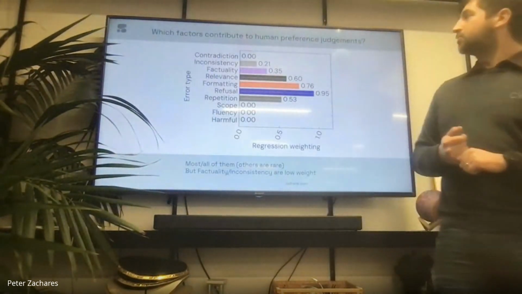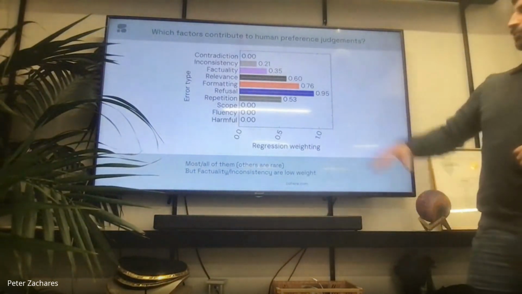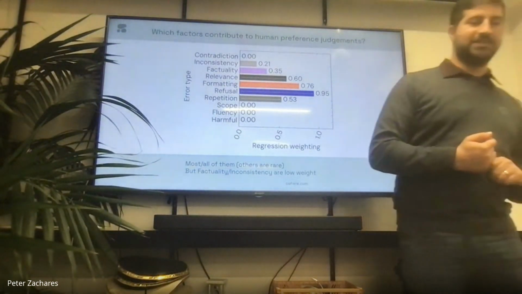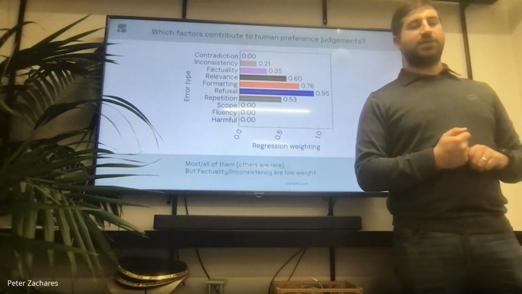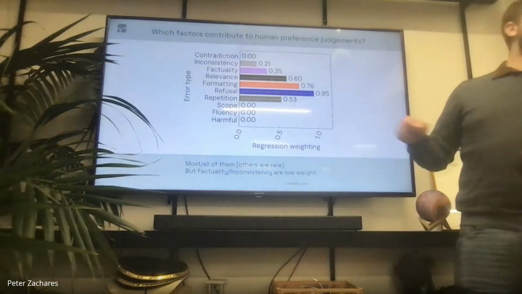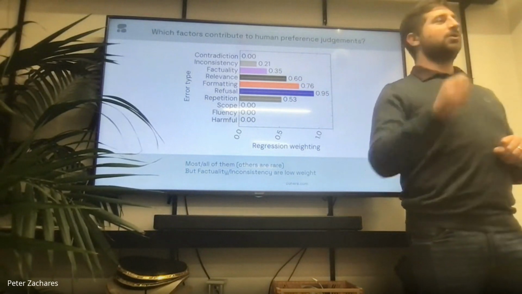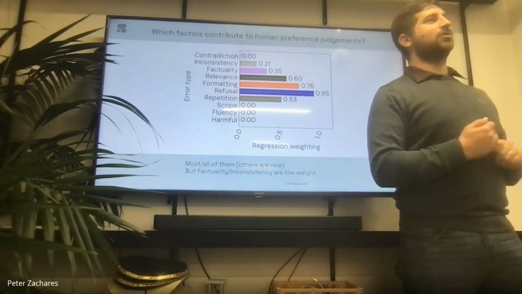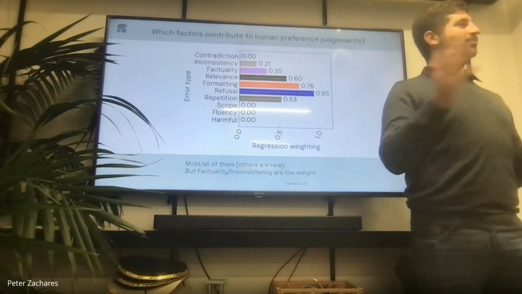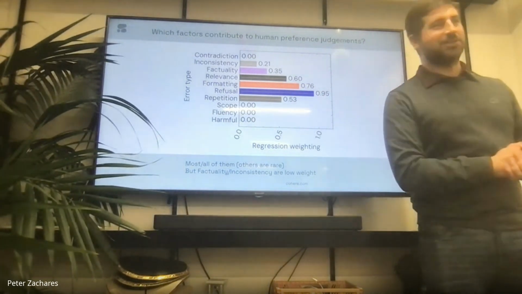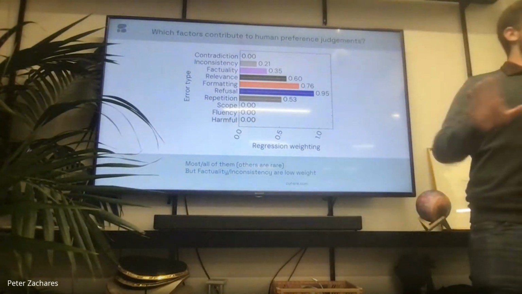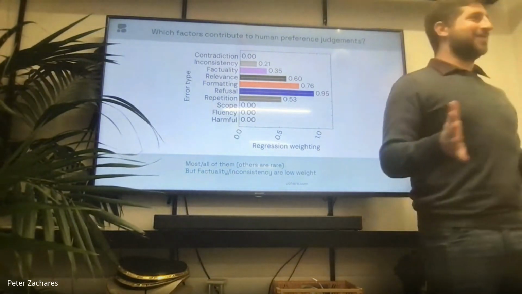Right, so which factors contribute to human preference judgment? And here we have a regression analysis. And one thing that humans clearly dislike is refusal. So if you ask a language model, what is 1 + 1? And the model goes, as an AI assistant trained to be helpful and harmless, I cannot answer that question. People are like, no, this is terrible. We hate this, which makes a lot of sense.